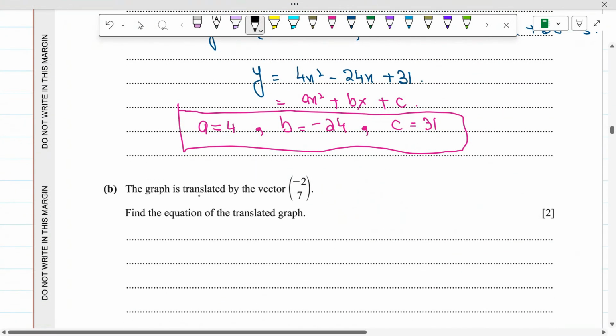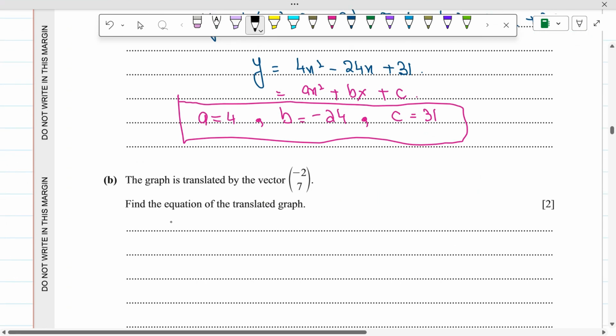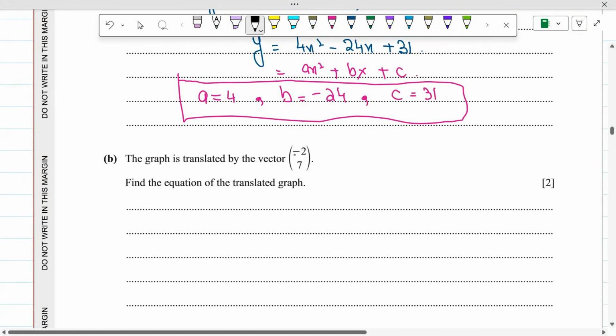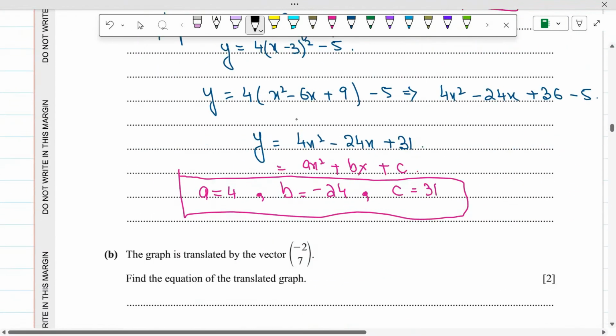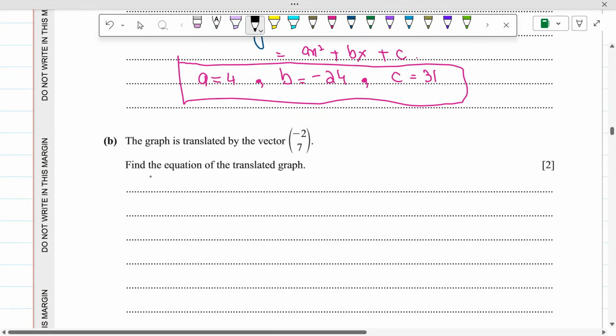Part B, the graph is translated by the vector (-2, 7). Find the equation of the translated graph. Okay, when the graph is translated by the vector (-2, 7), the vertex will also be translated. So we will solve this part using two methods. First method.